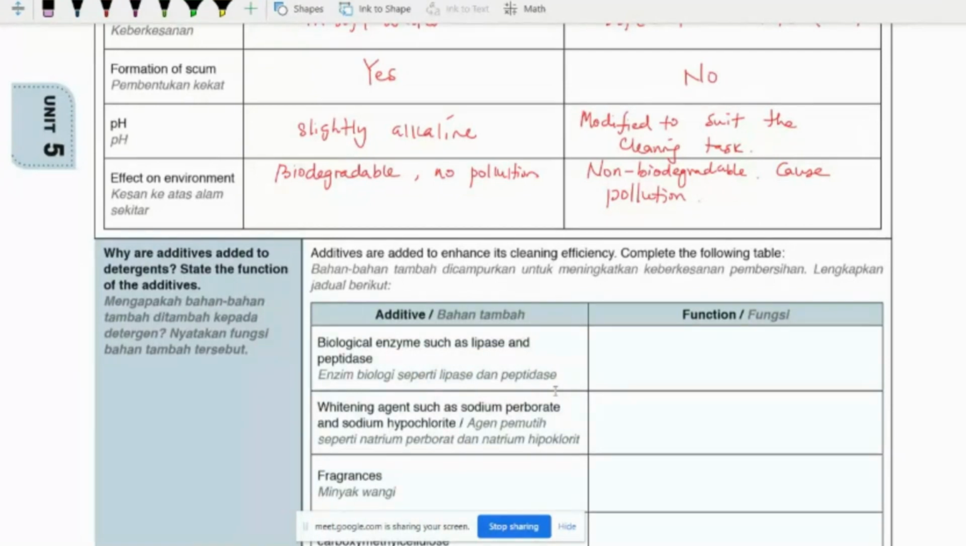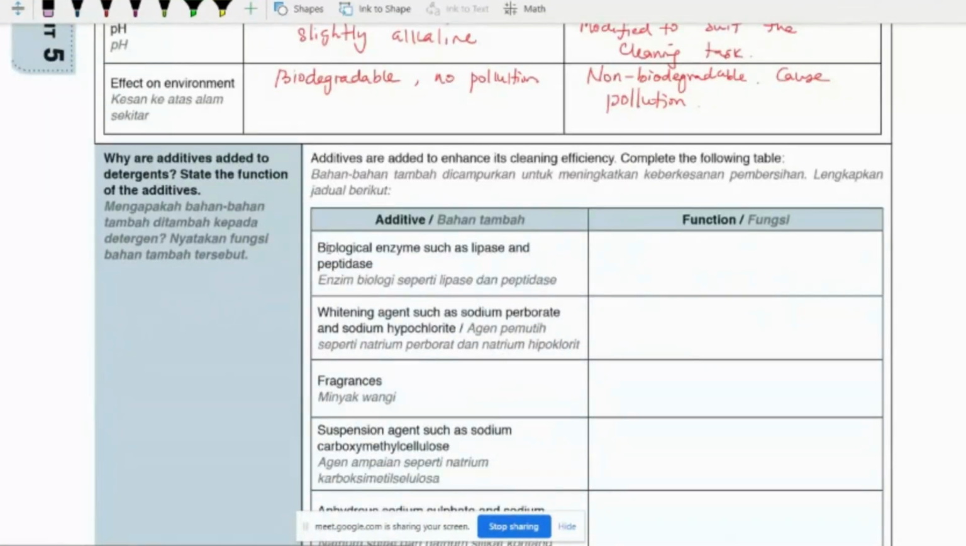So there are a few of these. First one, biological enzymes such as lipase and peptidase. This one we mentioned just now already. Normally the function is to remove protein stains. Protein stains such as what? Such as blood.